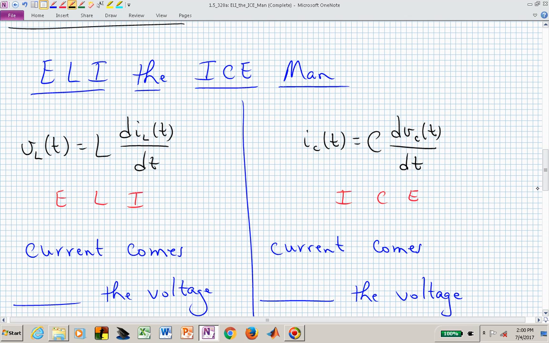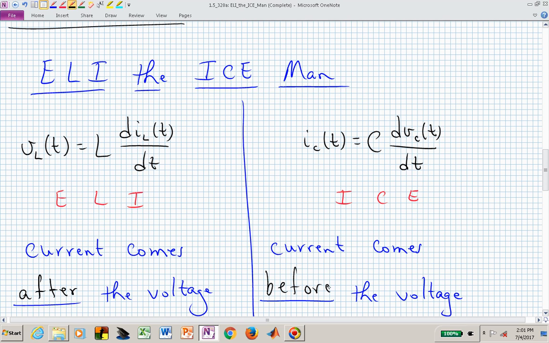Now, what we can see in the expression for ELI is that the current comes after the voltage in that formula, in V is equal to L di dt. The current is coming after the voltage. Contrasted with the capacitor, the current comes before.